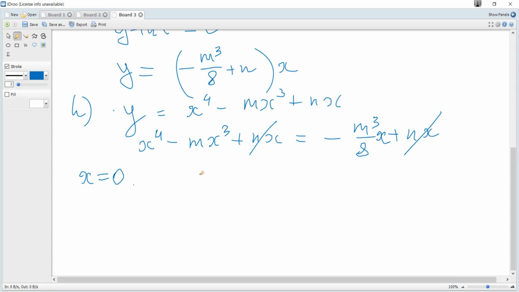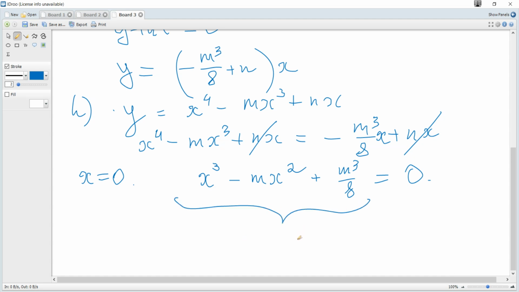We can just divide by x, because we have written that x equals 0 is a root. So it becomes x cubed minus mx squared, let's move it to the left, plus m cubed over 8 is equal to 0, and there are 3 remaining roots: point A, point C, and point D. In general, it's a polynomial equation of degree 3.